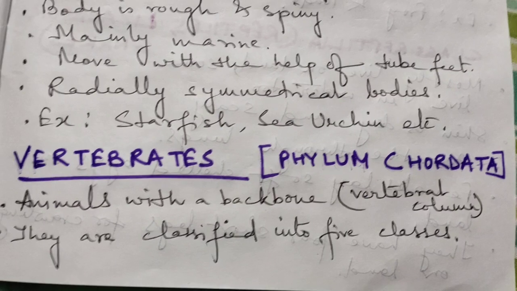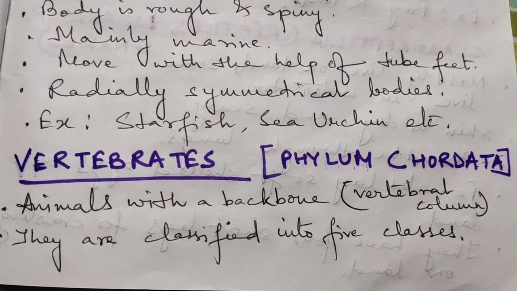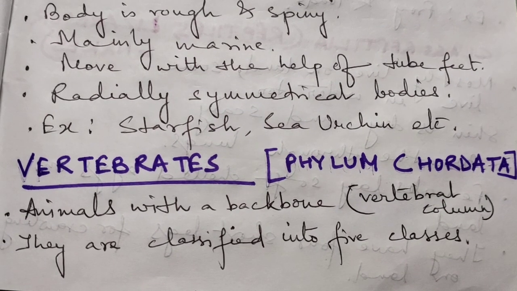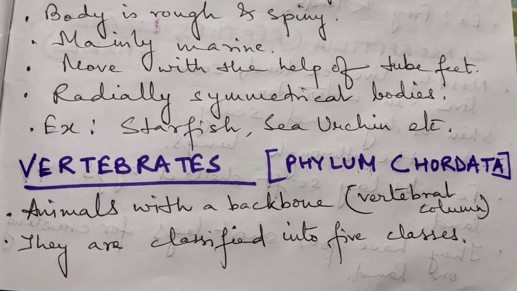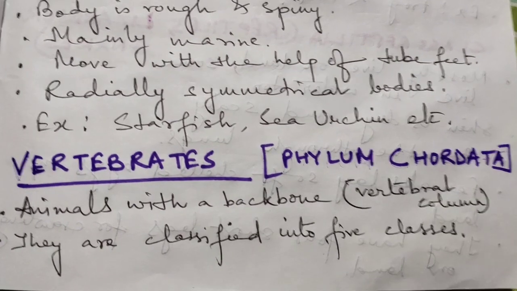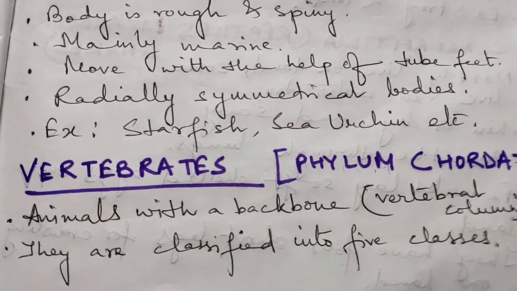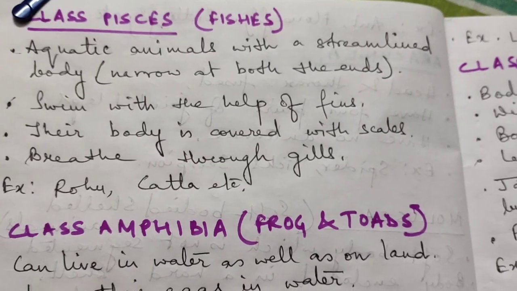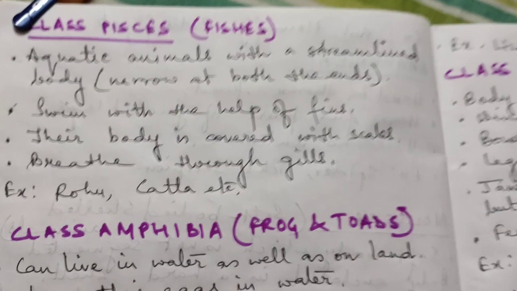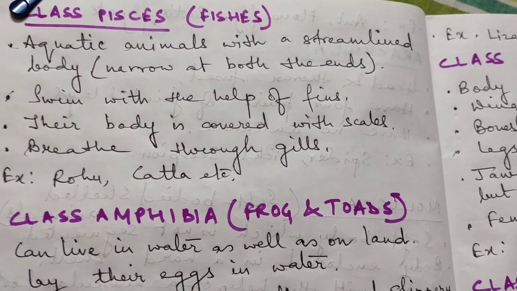Now we are moving to the vertebrates, that means phylum Chordata. That means animals with a backbone or vertebral column. They are classified into 5 classes, as I have told you in the last class. First one is class Pisces. Pisces means fishes. Aquatic animals with a streamlined body.